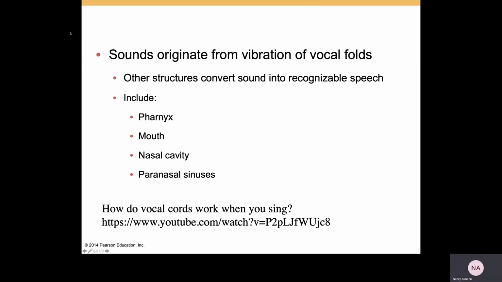Now, we know that sounds are going to originate from the vibration of vocal folds. Other structures are actually going to take that sound and convert it into recognizable speech. They will include the pharynx, the mouth, and the tongue, the nasal cavity, and the paranasal sinuses. And this is actually a pretty cool little video, how do vocal cords work when you sing. Watch that because the singer, the woman, uses different pitches and you can see the changes to her vocal folds. It's fascinating and totally cool.